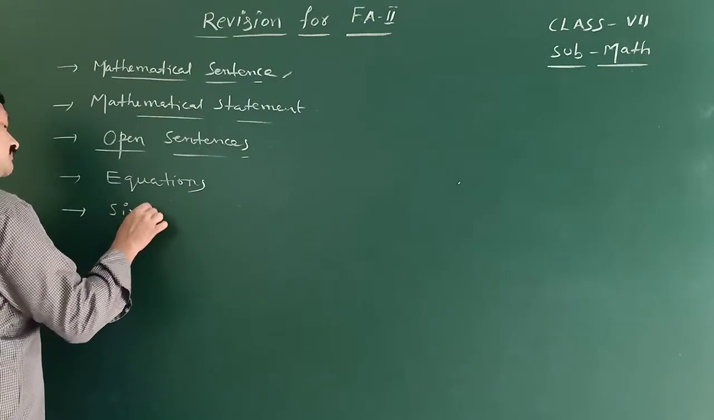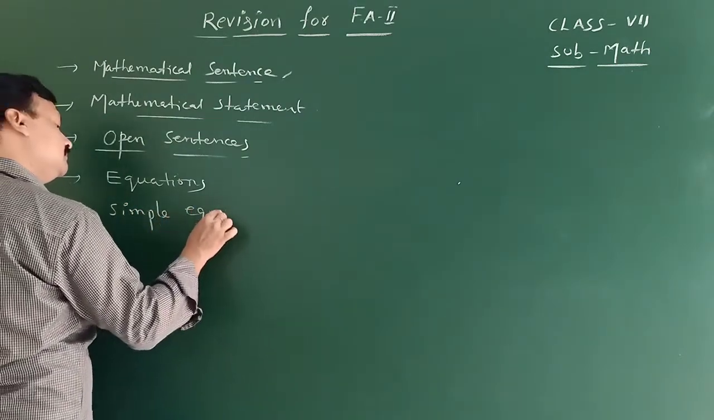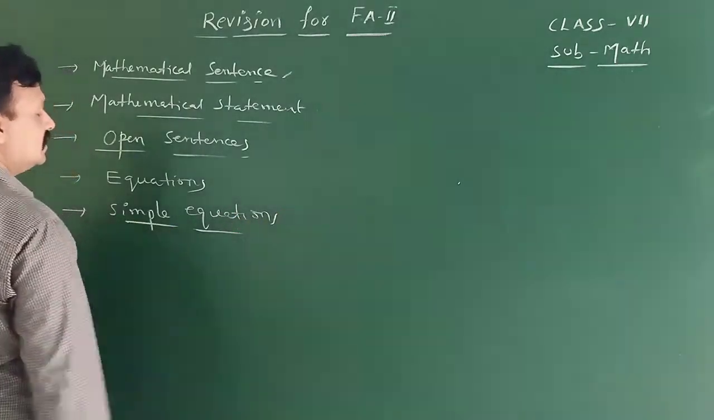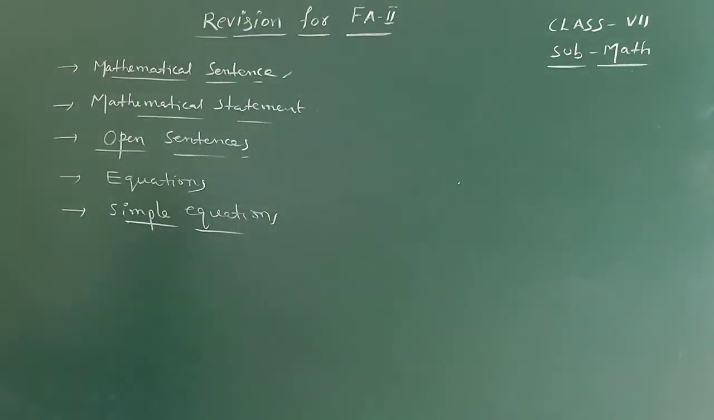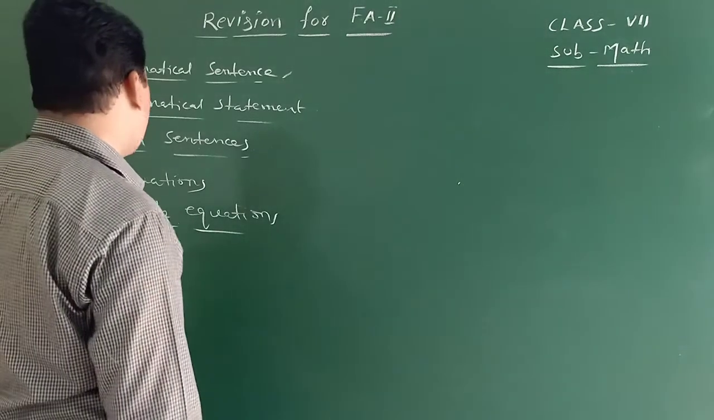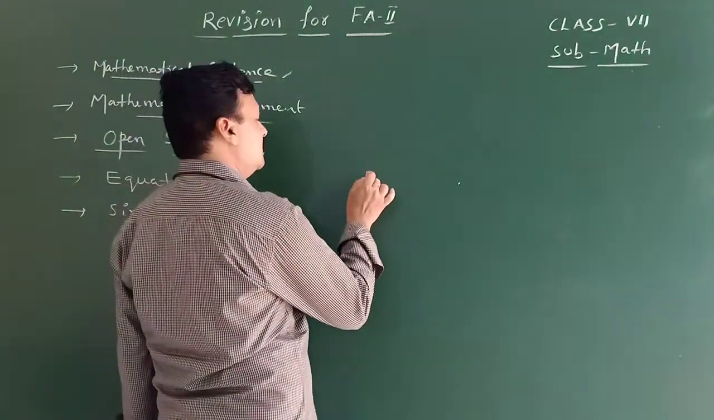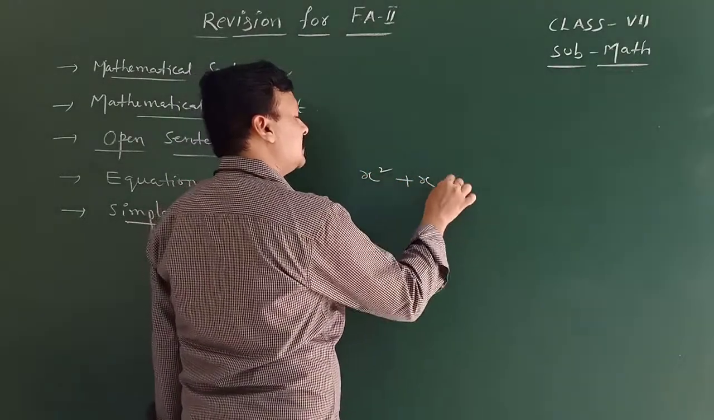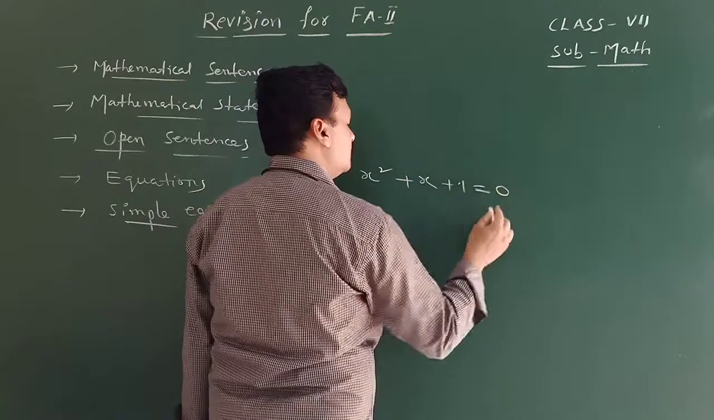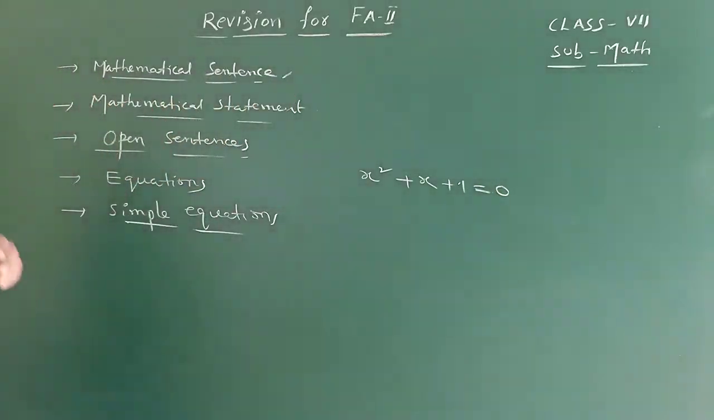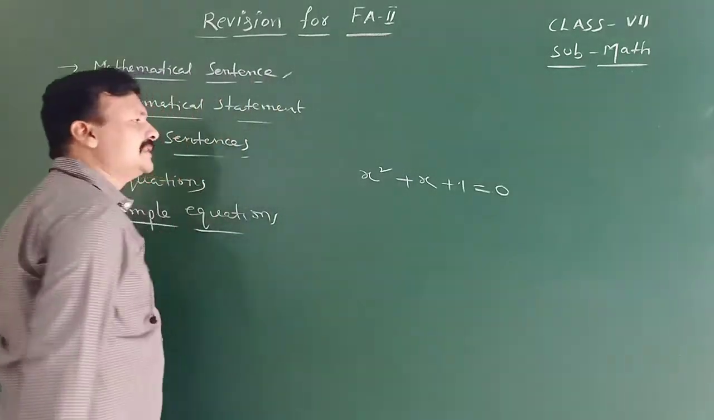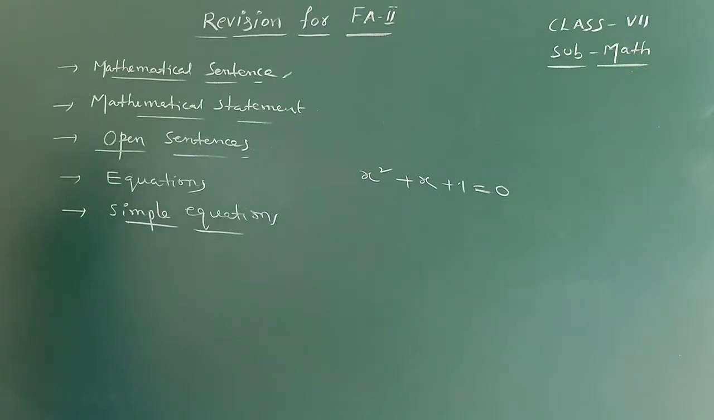Next, simple equation. Simple equations: the given equation containing one and only one variable is called a simple equation. For example, here x square plus x plus 1 equal to 0. The given equation contains one and only one variable, that is x. That's why this is a simple equation.